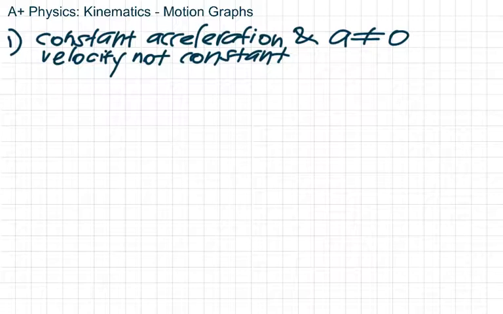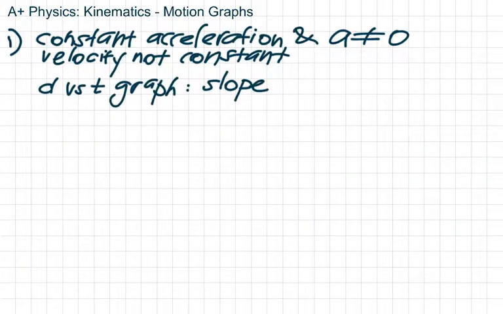So if we have a motion graph question, the first thing that we do is we ask what type of graph are we looking at? Is it a D versus T or a V versus T? Then the answer choices are D versus T graphs. And without even looking at the question, I see that it's a D versus T graph, and I know that the slope of a D versus T graph is velocity.